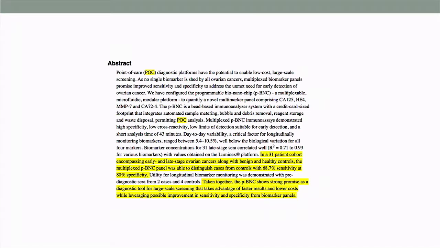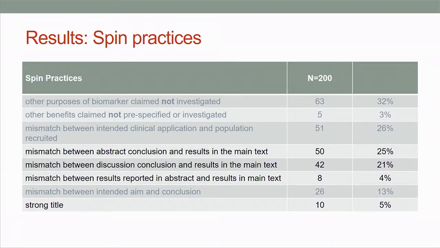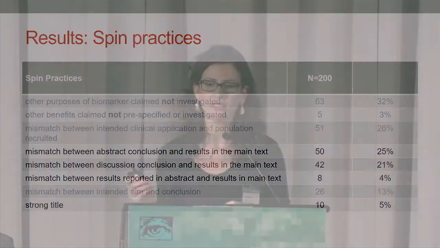We also identified mismatch in the title and abstract conclusion compared to the results presented in the main text. The reason we looked at the title and the abstract is because they are the most widely read part of the article. We also looked at mismatch between the conclusion in the discussion and the results in the main text, and between the results reported in the abstract versus the results reported in the main text.